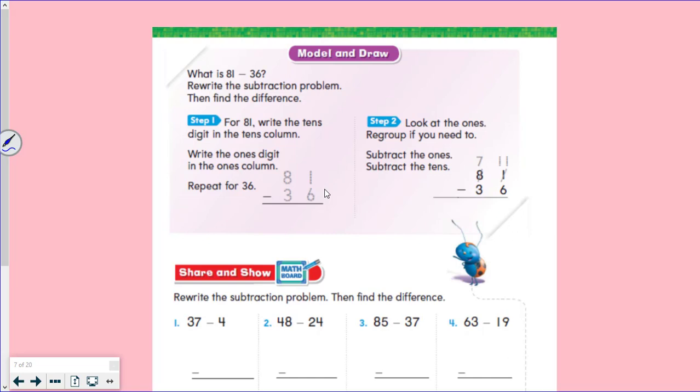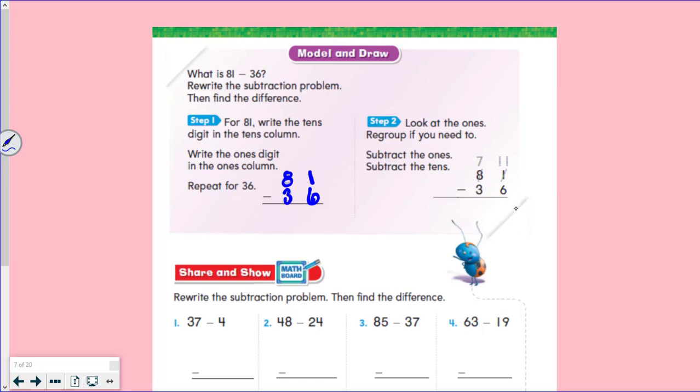So it says for 81, write the tens digit in the tens column. So there's the tens digit. We're going to write it in the tens column. Okay. Write the ones digit in the ones column. Okay. Repeat for 36. Put the tens digit in the tens column. Write the ones digit in the ones column, right? Now it says repeat for 36. We did that. Step 2, look at the ones. Okay. Regroup if you need to.